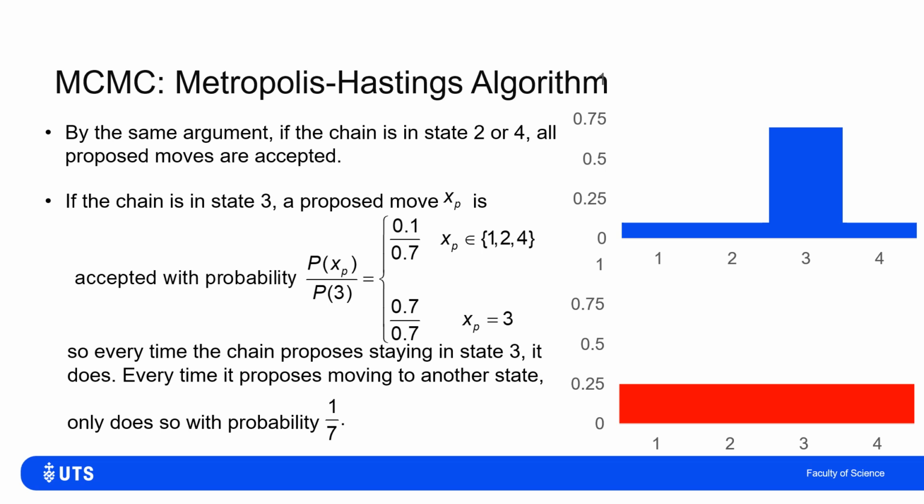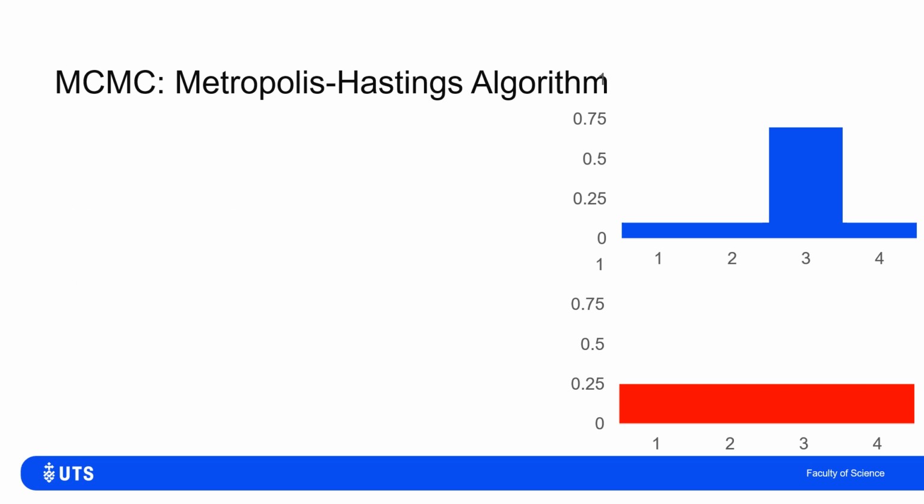But in the other case, if I'm in state 3 and it proposes going to 1, 2, or 4, then I want to say, well, I could do that. But state 1 is 1/7 as likely as state 3. And I could go to 2, but that's 1/7 as likely. So every time I propose leaving state 3 for a less probable state, I want to make a random decision such that I will do that sometimes, i.e. 1/7 of the time, but 6/7 of the time I will reject that move and stay in 3.